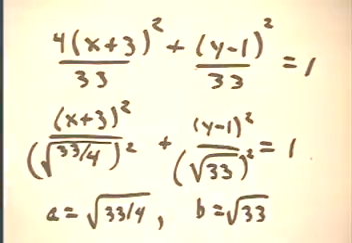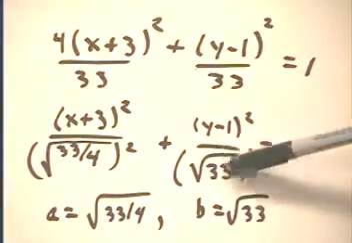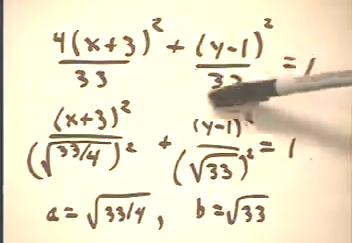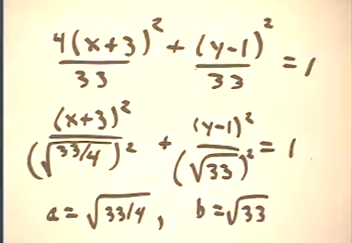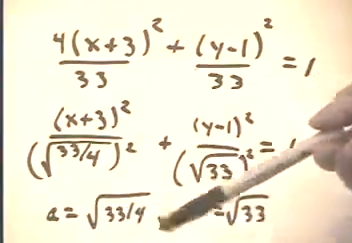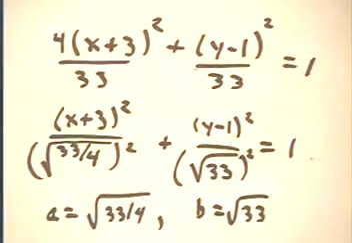It's not all that perfect. And we do the same here, of course. The denominator is just 33, so we take the square root of 33 and square it. And we see that a is the square root of 33/4 and b is the square root of 33. And from that we could easily sketch our ellipse.